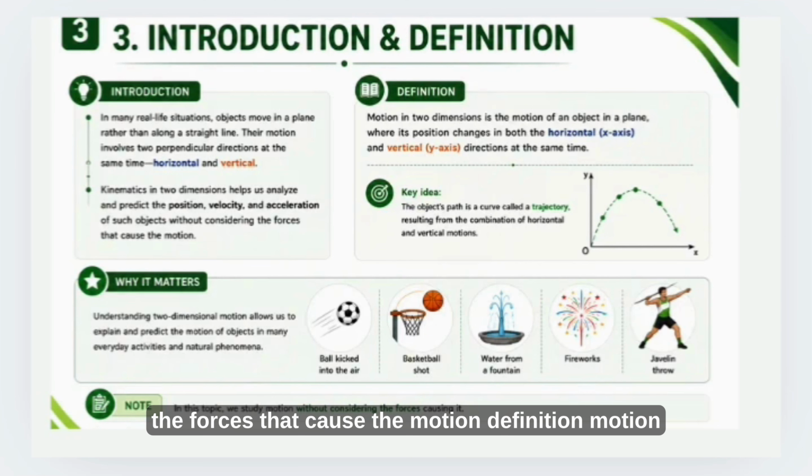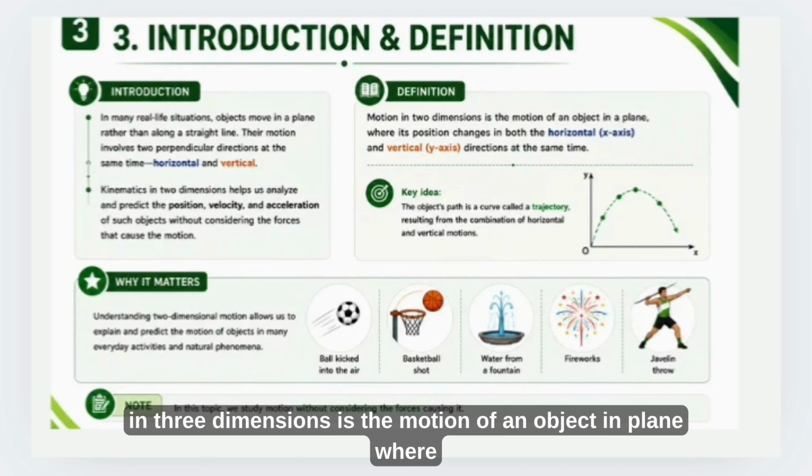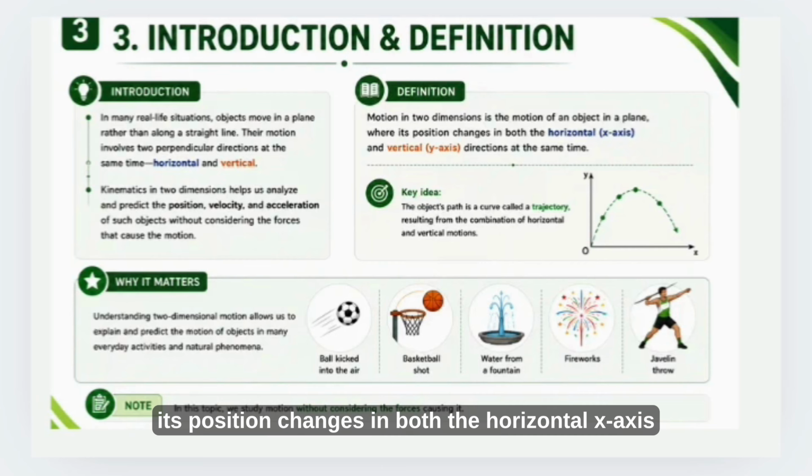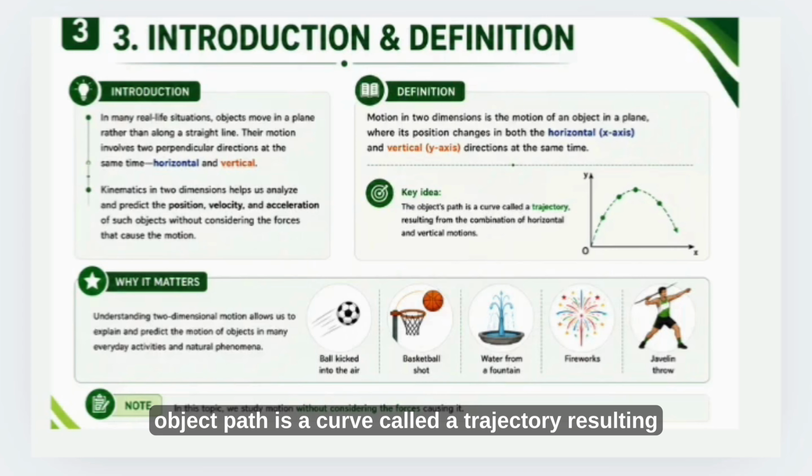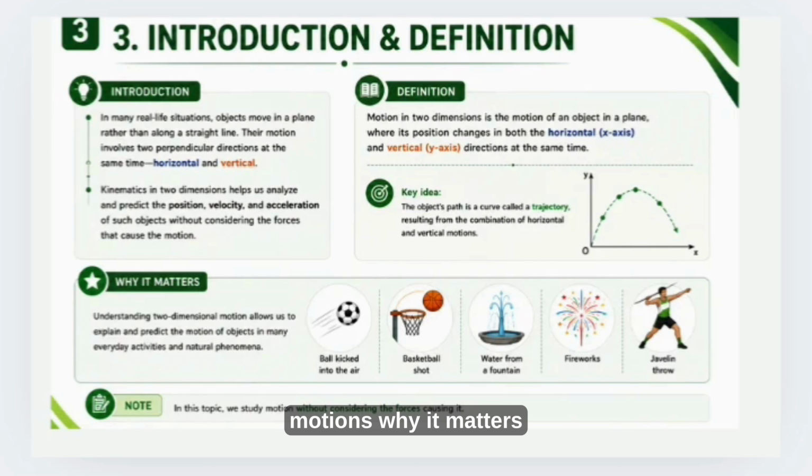Definition. Motion in two dimensions is the motion of an object in a plane where its position changes in both the horizontal x-axis and vertical y-axis directions at the same time. Here's the key idea. The object's path is a curve called a trajectory, resulting from the combination of horizontal and vertical motions.